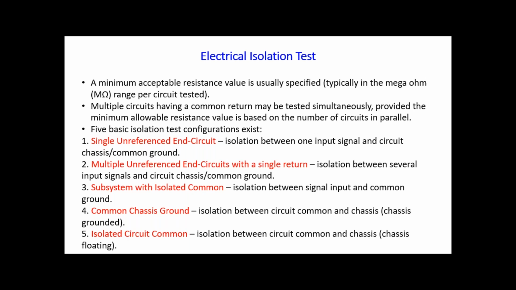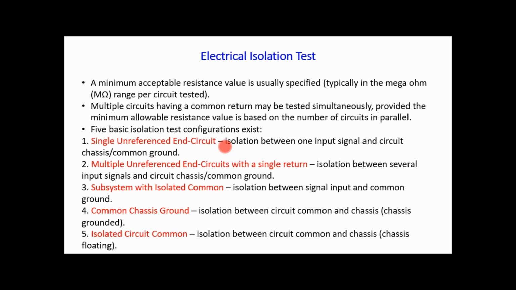So all these numbers are clearly mentioned in the IS standard procedures, in the Electricity Act and Rules, in OSHA's rules, or in the state government rules, etc. So the 5 basic isolation test configurations are: single unreferenced end circuit, then multiple unreferenced end circuits with a single return, then subsystems with isolated common, then common chassis ground, and isolated circuit common. So these are the different isolation test configurations, where you can understand what exactly the circuit input signal and the output signals are.